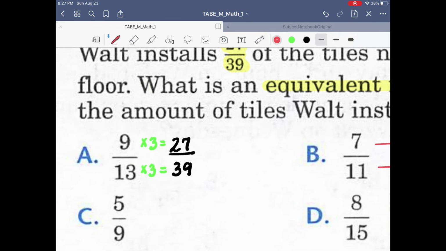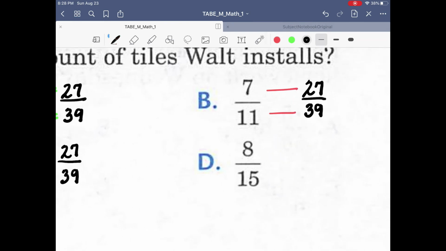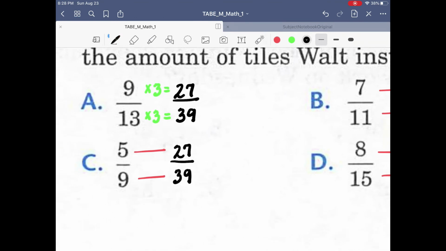27, 39, those don't mesh. I suspect none of these will. 39 is a very strange number. 27 is too, in a way. There aren't many things that will multiply or divide to give you those. And that is the case with all of these. None of them will multiply or divide evenly, except A. So the answer to number 15 is A.